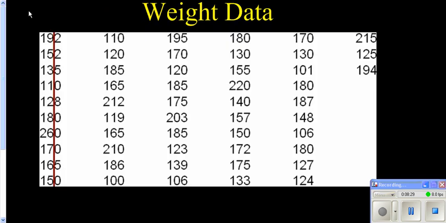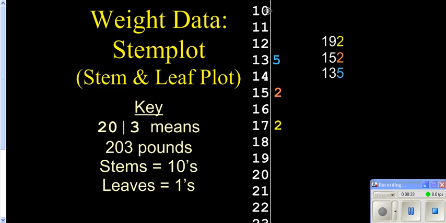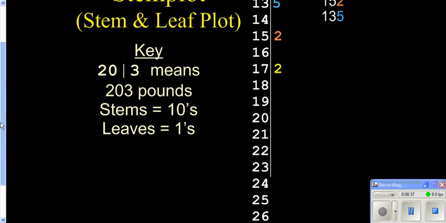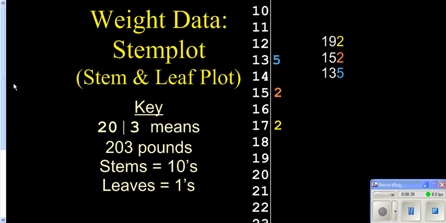So looking at all this data here, all the way through all the pieces, you would go from 10 all the way down to 26. And you have a key here. For each stem plot, you should have a key that lets you know how to read your data. So if you had a 20 with a 3 on the right, that would mean 203 pounds.